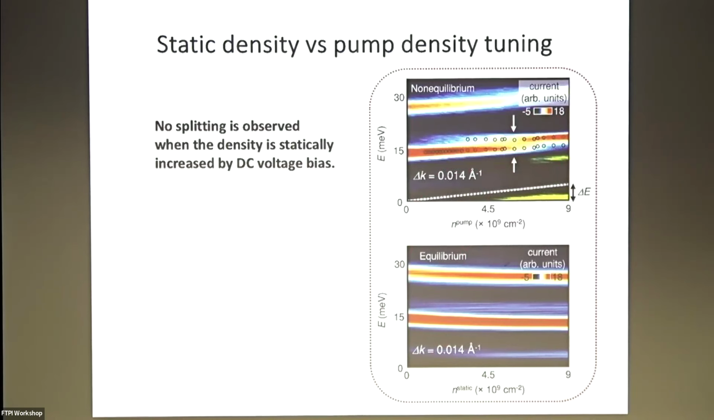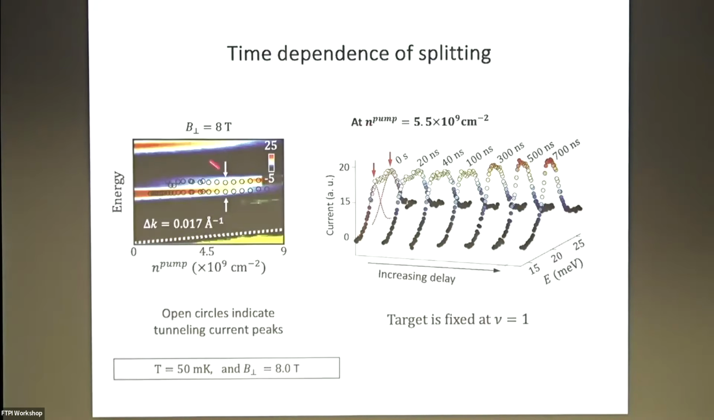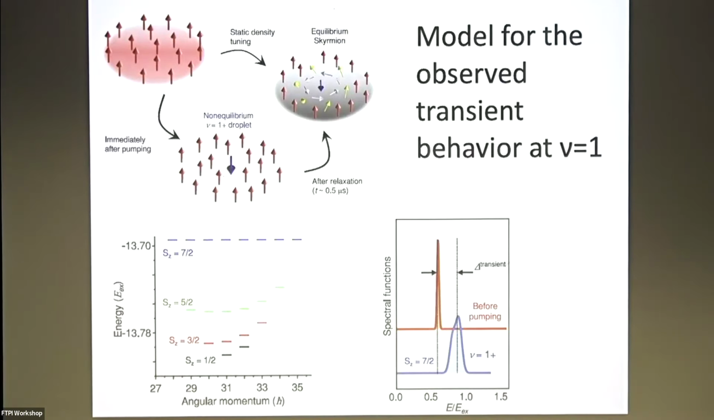So this splitting is some kind of interesting non-equilibrium effect. You can watch that splitting, and it goes away with time, on about a microsecond time scale, a few hundred nanosecond time scale. So what is this thing? What we think it is is fairly straightforward.